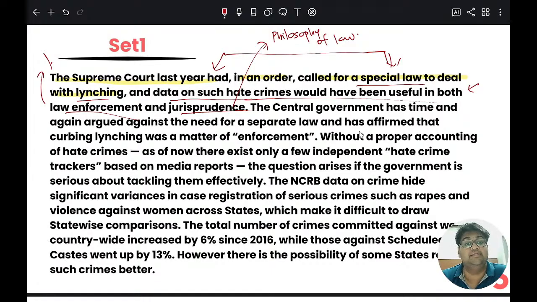The central government has time and again argued against the need for a separate law and has affirmed that curbing lynching was a matter of enforcement, without proper accounting of hate crimes as of now.